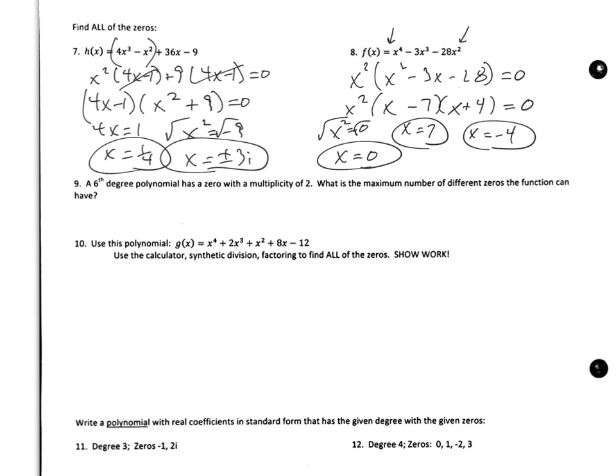Which kind of leads to this next problem. If we have 6 degrees, or a degree of 6, and 1 zero happens twice, so not too awfully different than the one above here. I know it was a 4th degree, but I'm looking at number 8. Number 8 was a 4th degree, but we got 3 answers because this one happened twice. So if we think about a 6th degree, and one has a multiplicity of 2, then we can only get 5 different zeros, because one will happen twice. So there could be at the most, 5 different numbers.